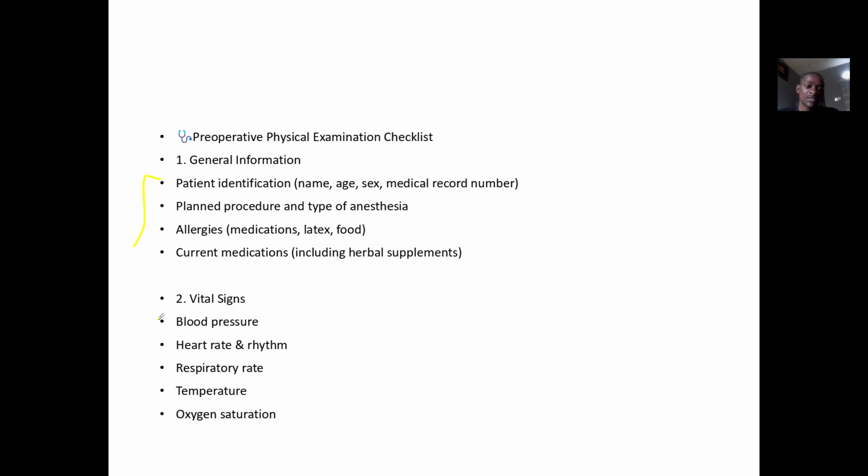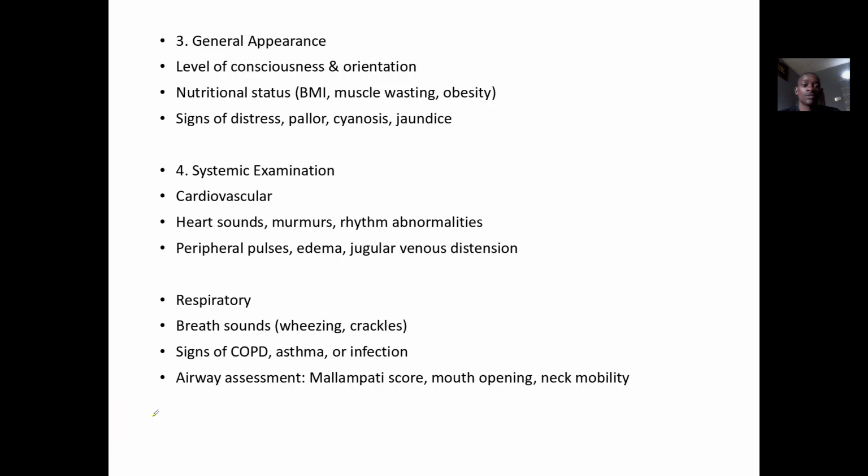Then you take your vital signs like the blood pressure, heart rate and rhythm, respiratory rate, temperature, then oxygen saturation. You take all of that. Then general appearance. This is where you look at the level of consciousness of the patient, look at how they have been feeding, look at signs of distress.